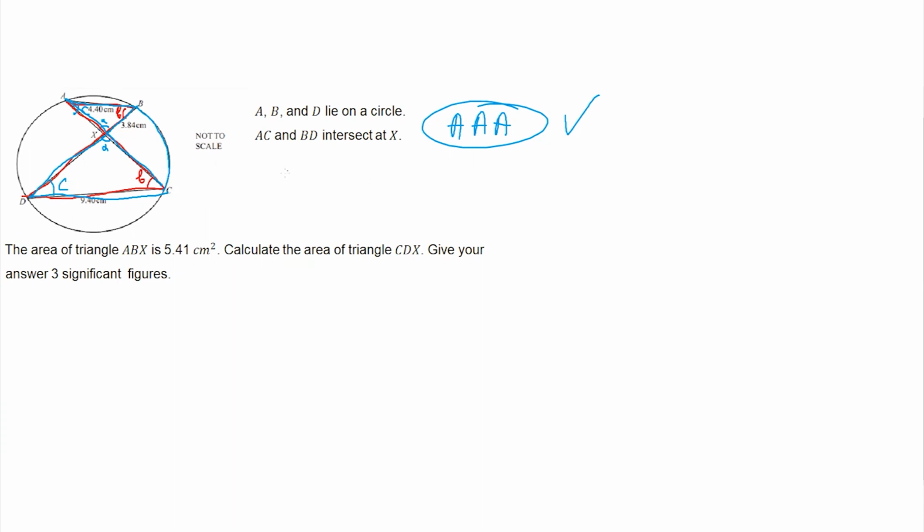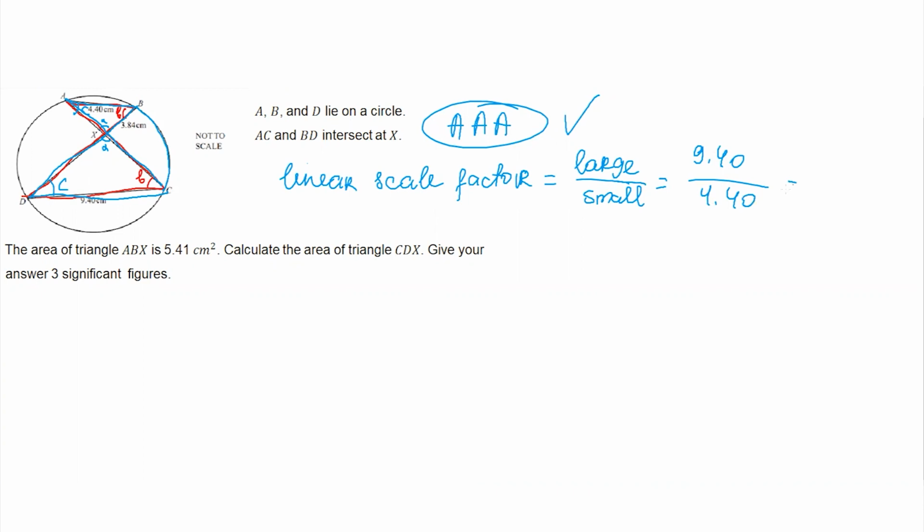First, we have to find the linear scale factor. How do we find it? So large over small. We have sides here. So the large side is 9.4 and the small side is 4.4. It will be 2.14.